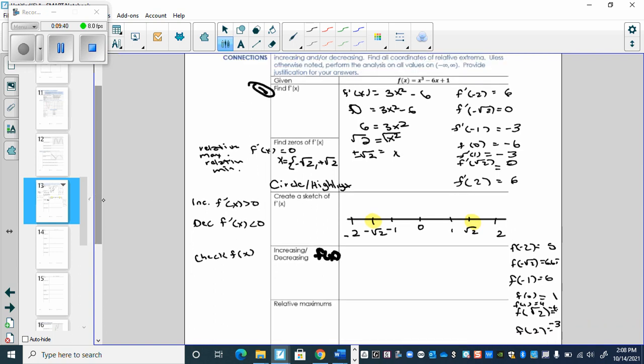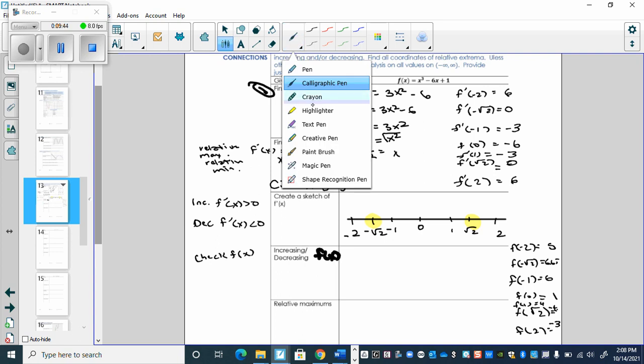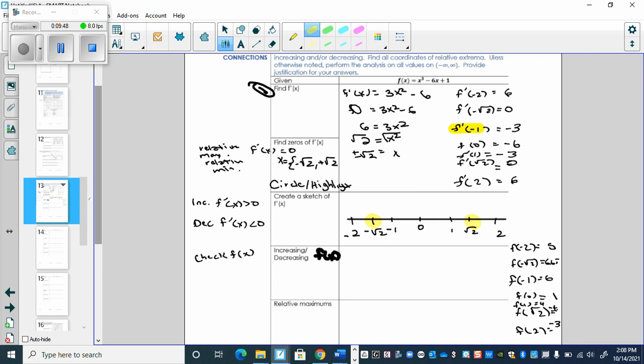Let's look at when my y values are negative for f prime. So it's between negative 1 and 1. I'm going to highlight that with green. So between there, f prime of x is less than 0. Over here, f prime of x is greater than 0, and over here, f prime of x is also greater than 0. Let's check if that turns out the same way with my values of the function f.